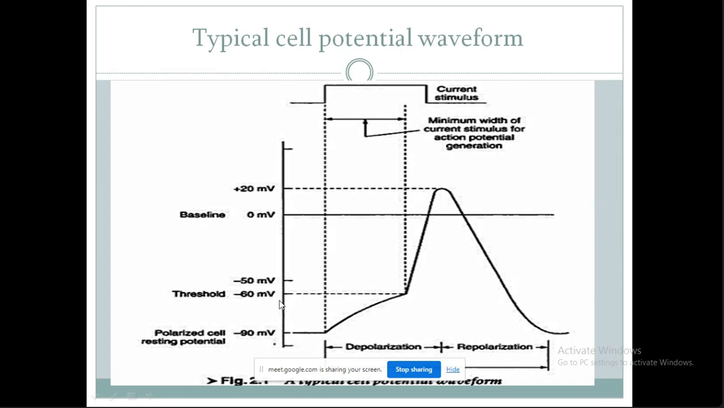So from plus 22 back to minus 60: this state is called the depolarization state, which is the discharging state. This is called repolarization, which is the recharging state. So the potential waveform shows the depolarization and the repolarization of the cells.